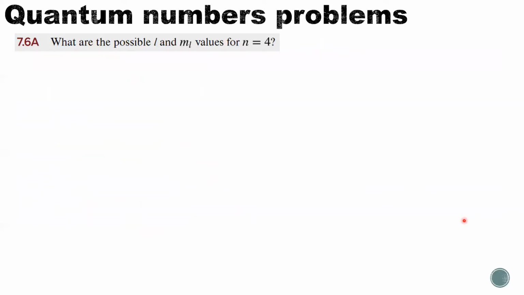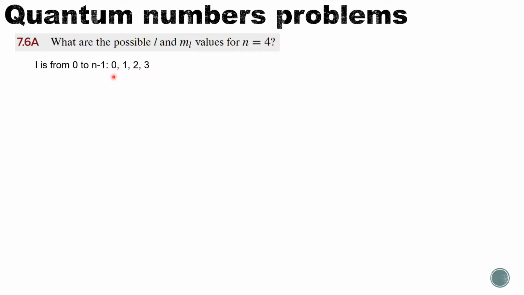What are the possible L and m sub L values for n equals 4? You may bring out the spreadsheet and list all of the values by yourself. Since it asks for all the possible values, we can list them out one by one. When n equals 4, first we can define the range of L, right? L is from 0 to n minus 1. So in this case, L can be 0, 1, 2, and 3, right? n minus 1, 4 minus 1 equals 3.